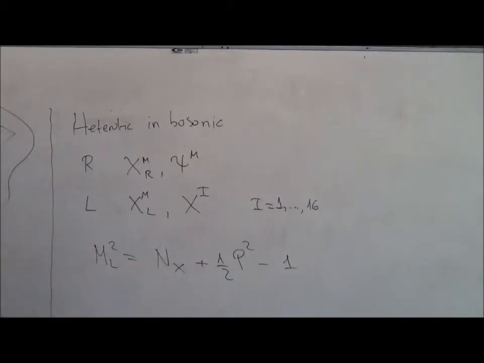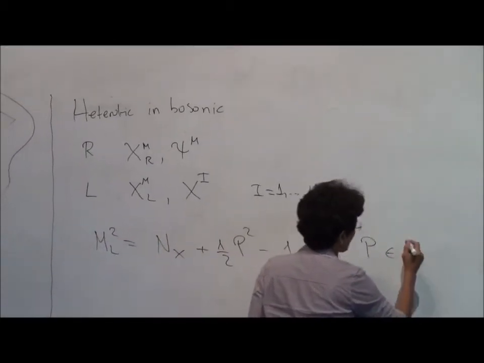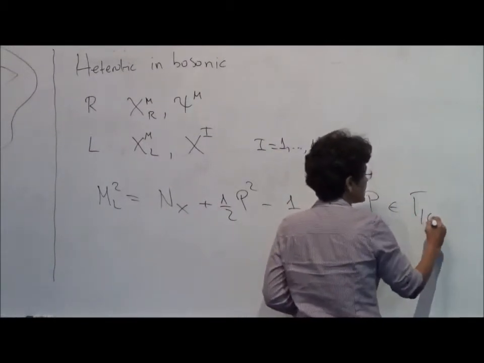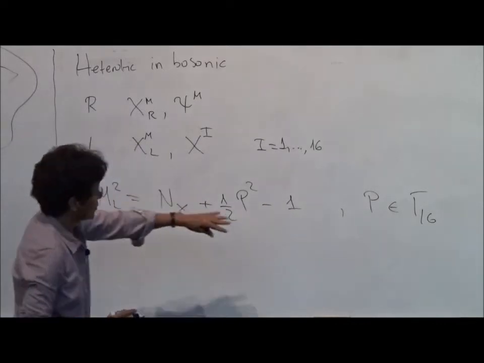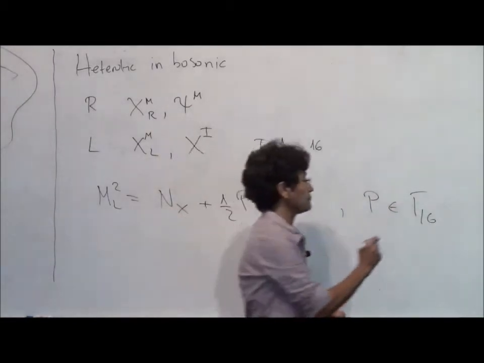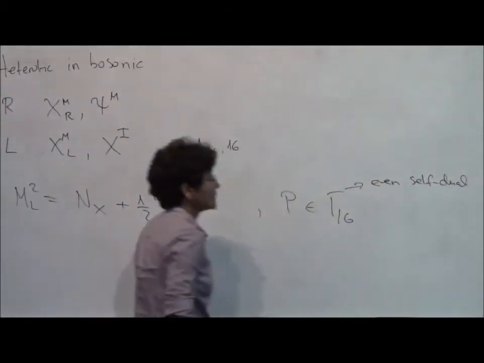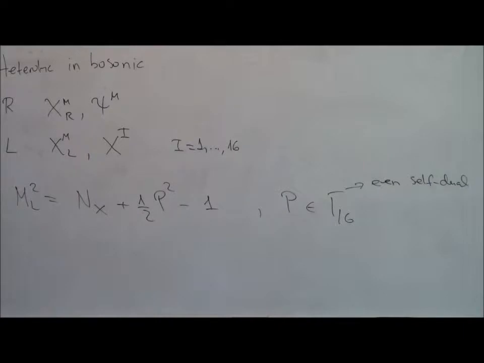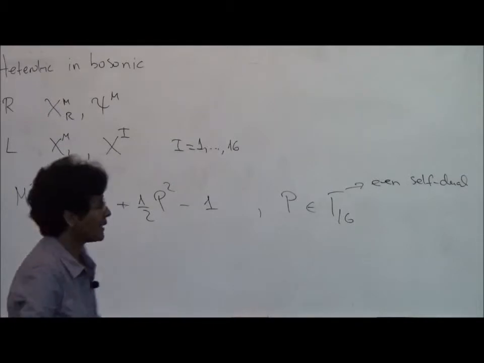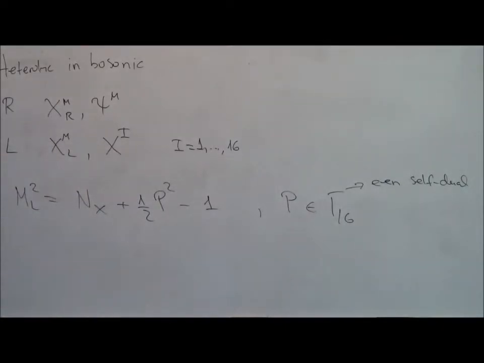So this is much simpler. Okay? And this P now belongs to, I think he called it gamma 16. Okay? And he showed that for modular invariance, this has to be even and self-dual. And he also told you that there are only two such 16-dimensional lattices. Now I want to tell you what they are. So there are two.